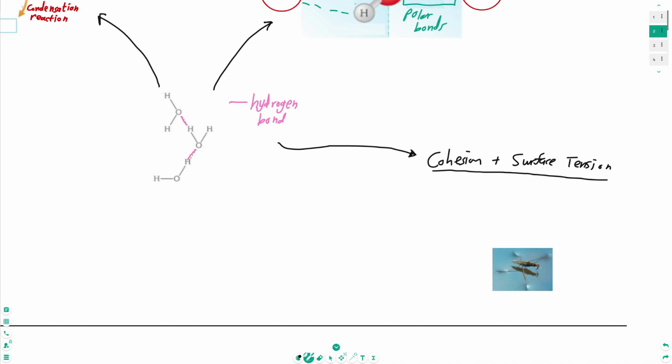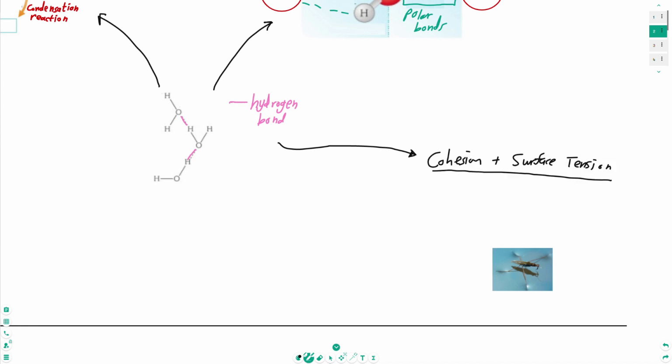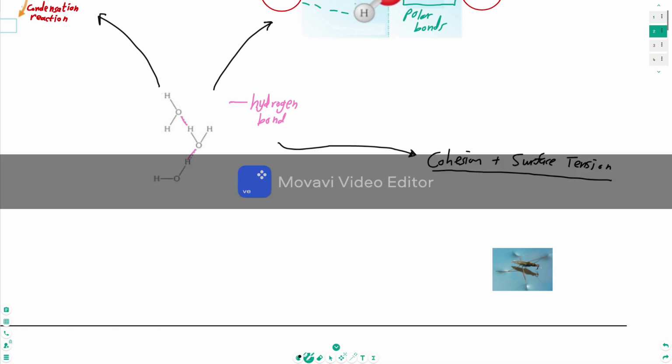Basic cohesion means that because those water molecules are able to form hydrogen bonds with each other, the hydrogen bonds pull the water molecules together, which is why if you spill a drop of water onto a surface, that drop of water will not immediately spread out. It will stay contained within its drop of water, I guess.